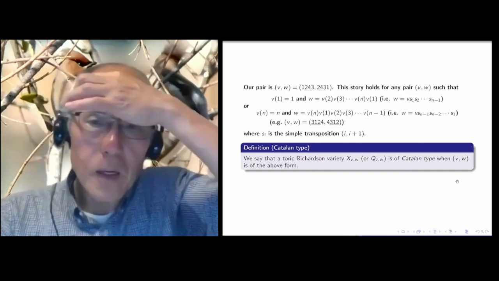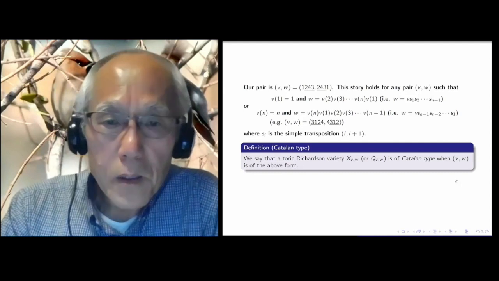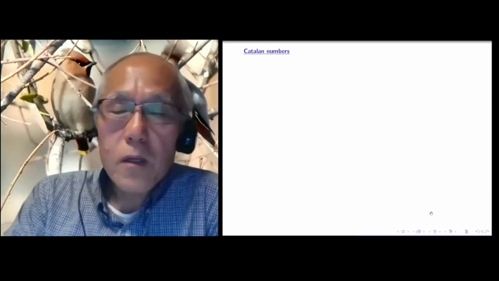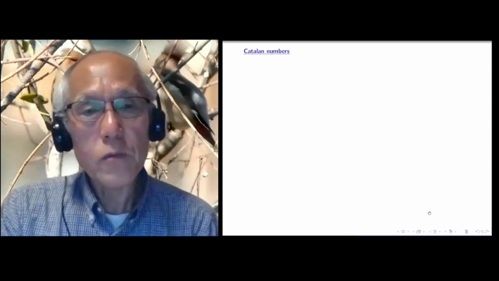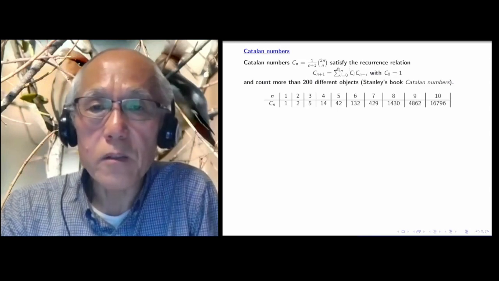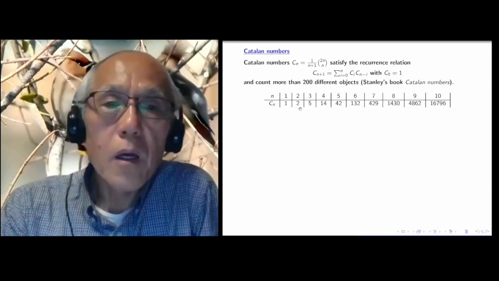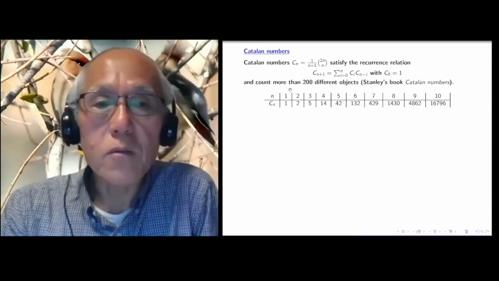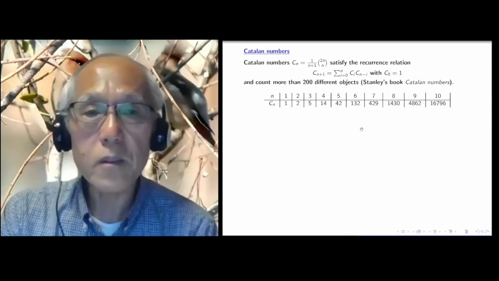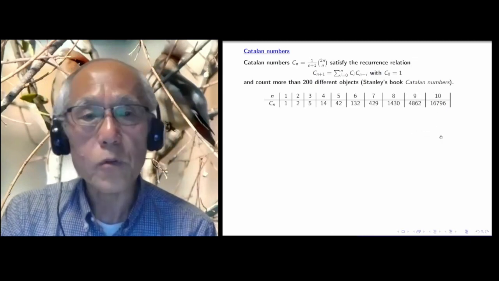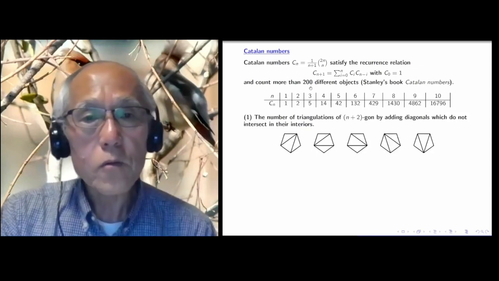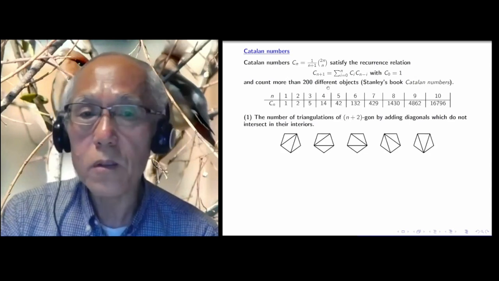Now, this is a very special pair of permutations. So now I remind you of the Catalan numbers. I think many of you will know that. The Catalan number is this number, and it satisfies this recurrence relation. And it is known that these numbers count more than 200 different objects. If you see the standard book, Catalan Numbers, here are the Catalan numbers up to 10.